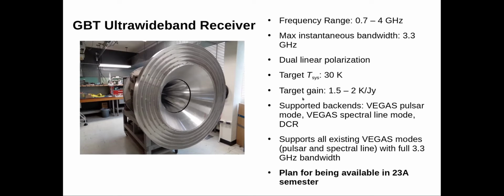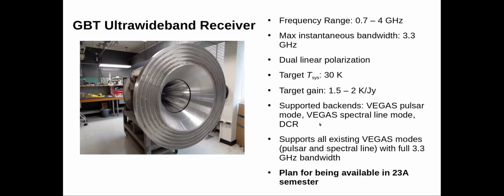The target gain is going to be between 1.5 and 2 Kelvins per Jansky. A little bit more gain at the lower end of the band, and then a little bit less gain at the higher end of the band. And as I already mentioned, it'll be supported with VEGAS, both in pulsar and spectral line mode, and DCR. And primarily, I think we'll use DCR for things like pointing and focusing scans, but it will be available for continuum observations in different modes, with different bandwidths, if people are interested in that.